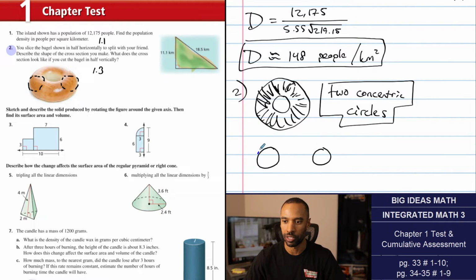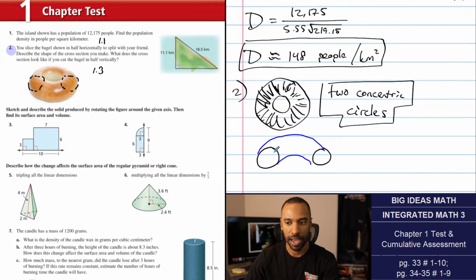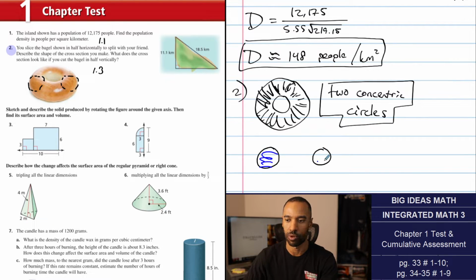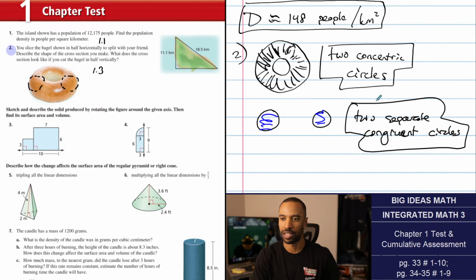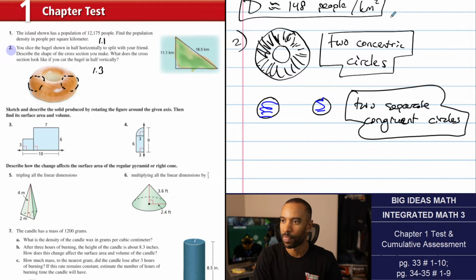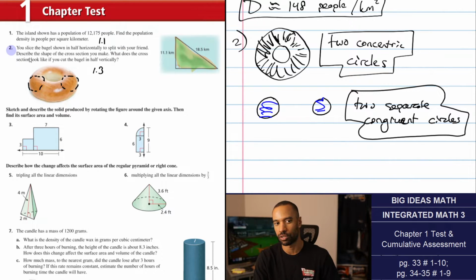Imagine the rest of the bagel is out here. That's the rest of the bagel, but that doesn't matter. What matters is the cross-section portion here and here. So a vertical cut is just 2 separate congruent circles. I think my calligraphy pen style I got rid of that. Let me get that back. So that would be the 2 different drawings that you'd have, whether it's a horizontal slice or a vertical slice.